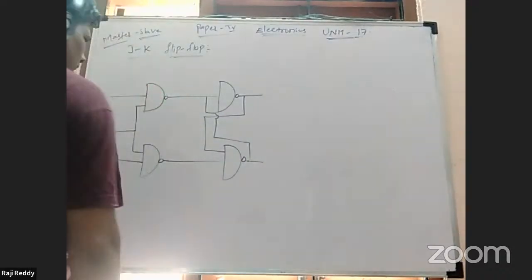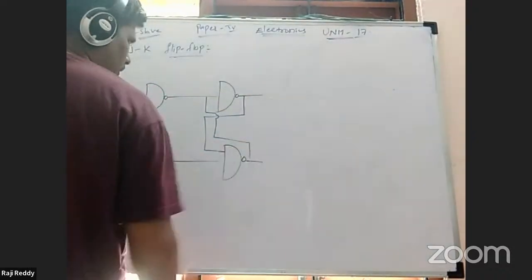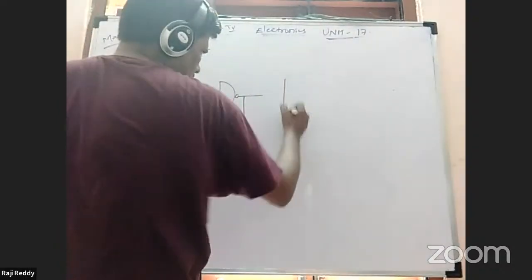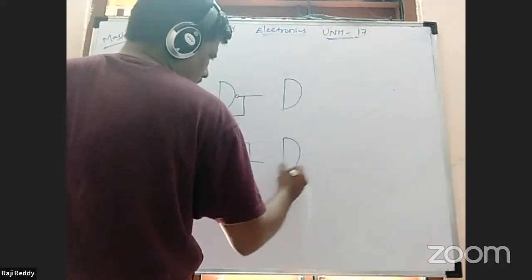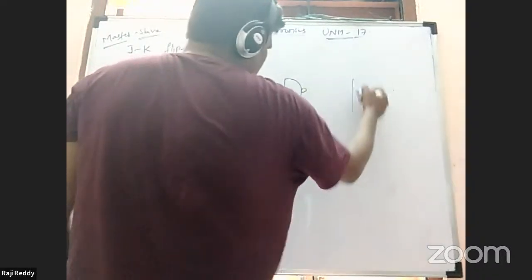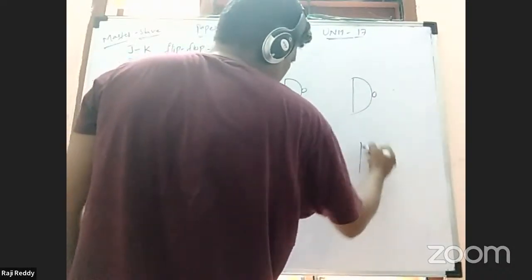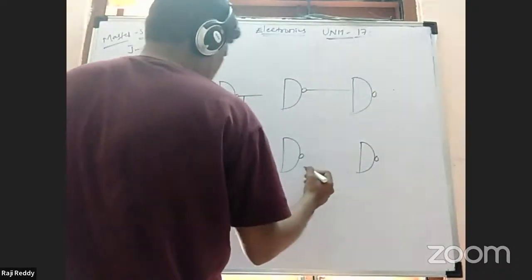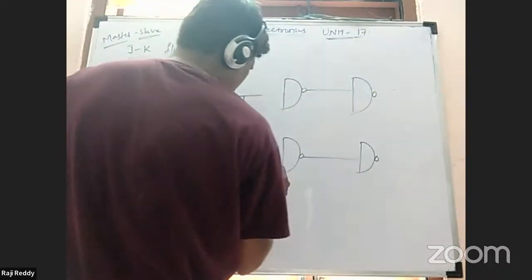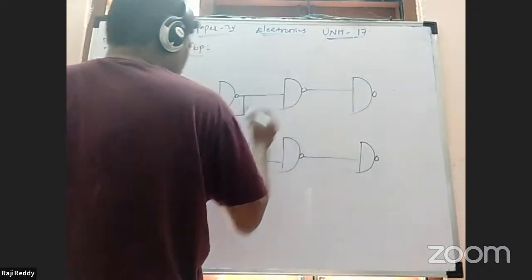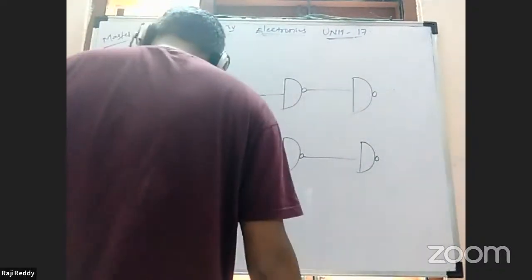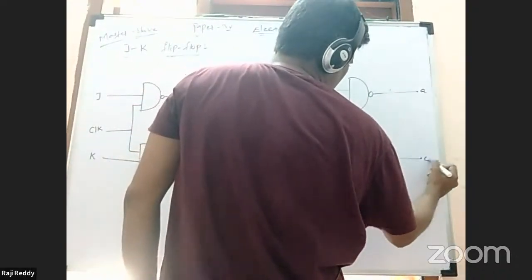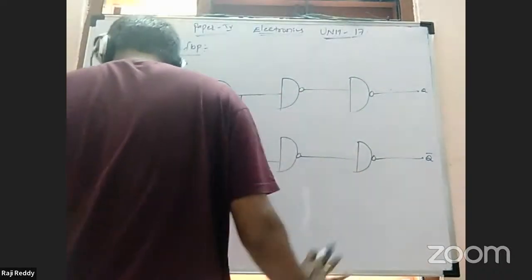This is one stage. This output is connected to the second stage. Again, you can take one more set: NAND gate, NAND gate. Same connection, which is connected here. Then finally, the output here is Q, and the other one is Q dash or Q bar. You can try to finish here.